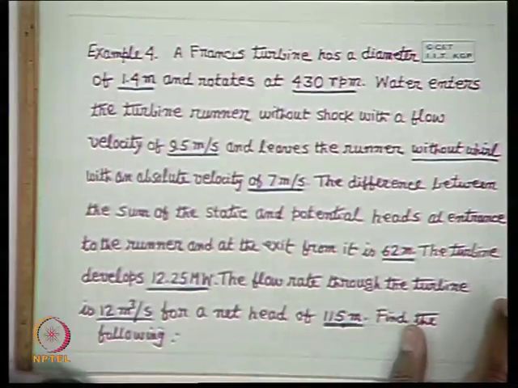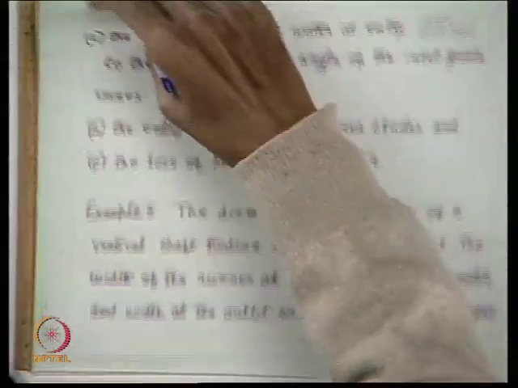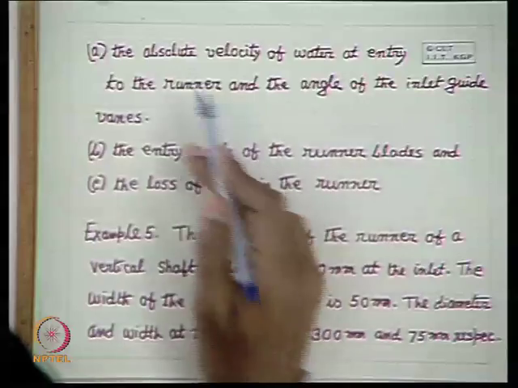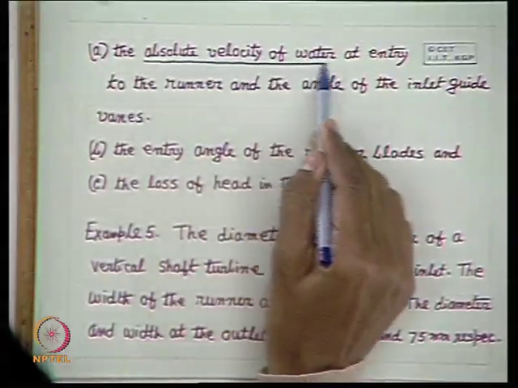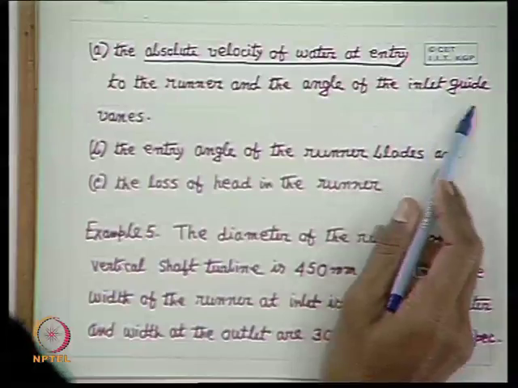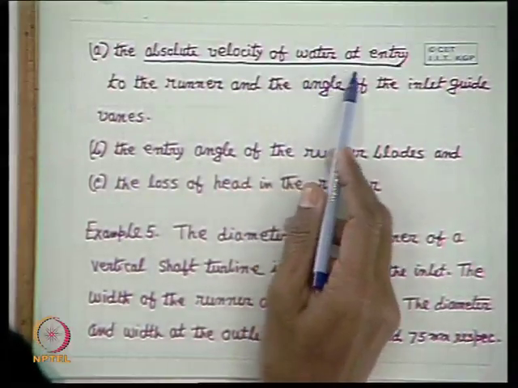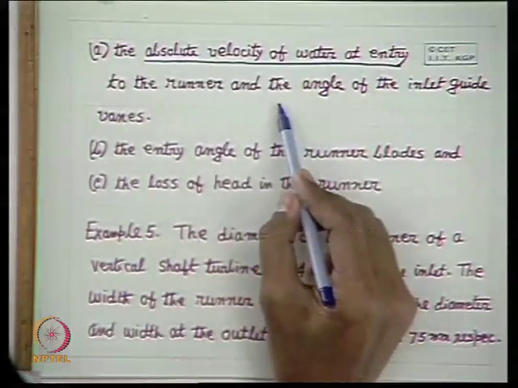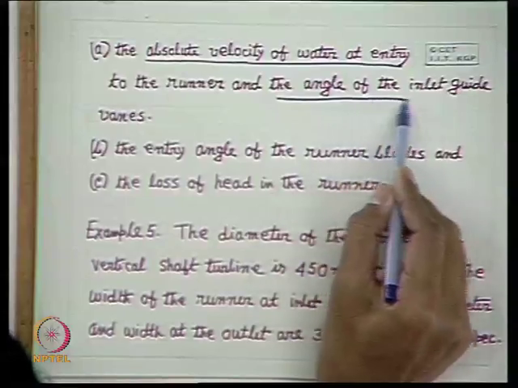Find the following. What are the things that you have to find out? The absolute velocity of water at entry to the runner and the angle of the inlet guide vanes.